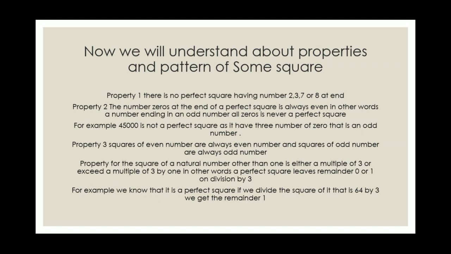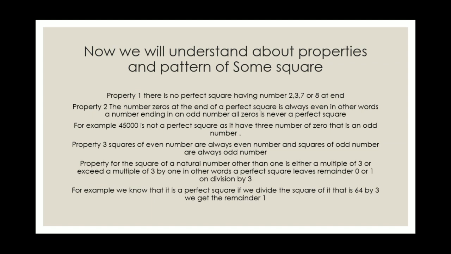Property 4: the square of a natural number other than 1 is either a multiple of 3 or exceeds a multiple of 3 by 1. In other words, we can say that a perfect square leaves remainder 0 or 1 on division by 3. For example, we know that the square of 8 is a perfect square. If we divide the square of 8 by 3, that means we are dividing 64 by 3, we get remainder 1.